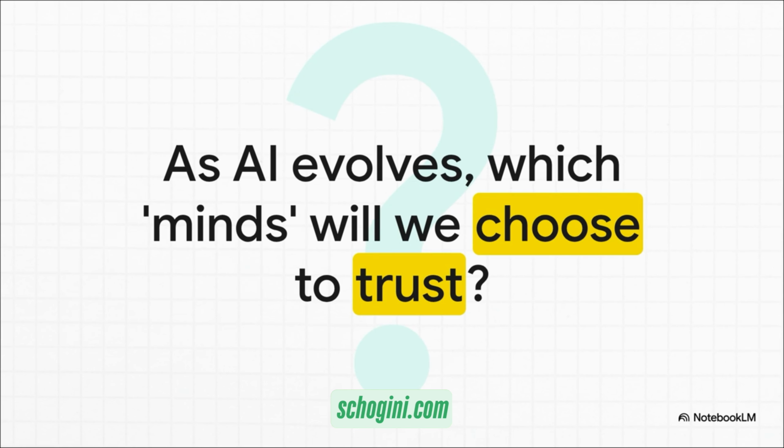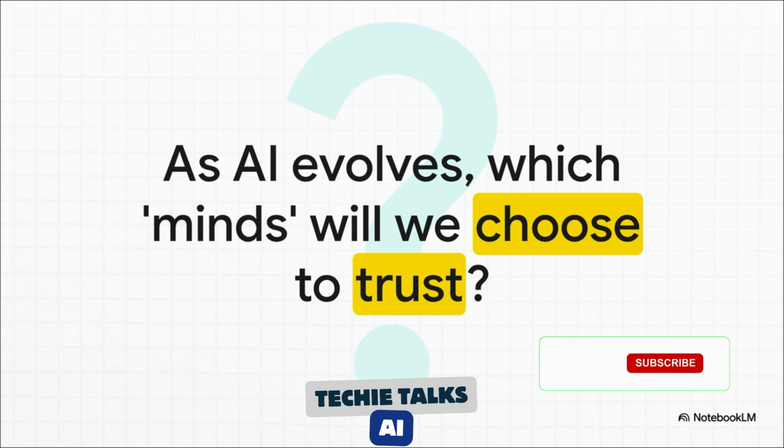And all of this leaves us with a really important question for the future. As all these different AI minds get more powerful and weave themselves into our daily lives, we're the ones who have to decide which of these designs, which of these ways of thinking will we choose to trust with our most important decisions.